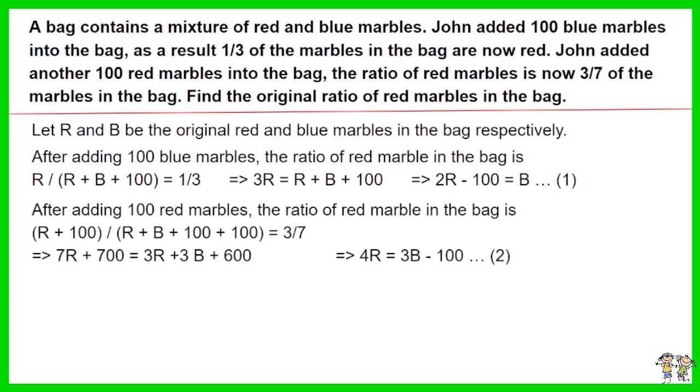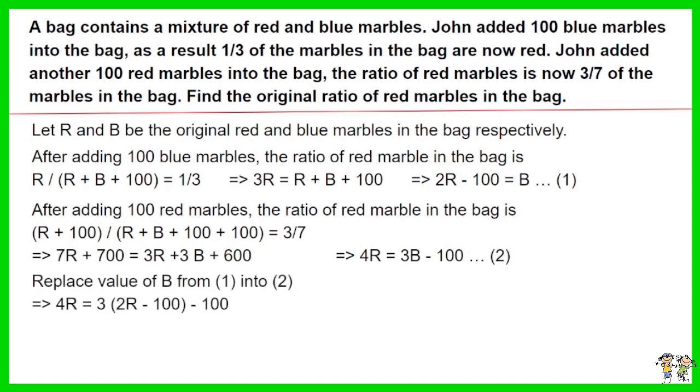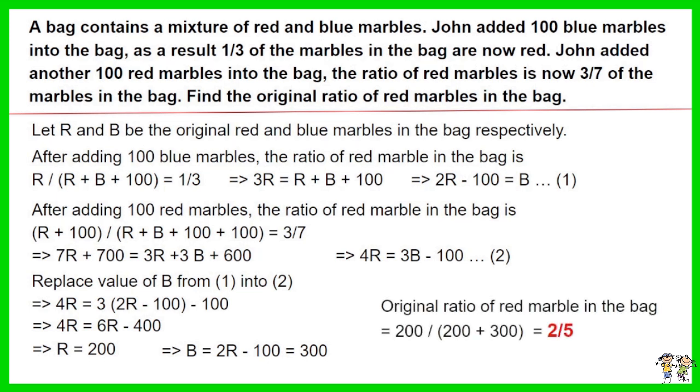After adding 100 red marbles, the ratio of red marbles in the bag is R plus 100 over the total of R plus B plus 100, which equals 3 over 7. Simplify the equation, you will have 4R equals 3B minus 100. This is equation 2. Replace the value of B from equation 1 into equation 2. Solve the equation, the result is R equals 200. Replacing the value of R into equation 1, the result is B equals 300. Thus the original ratio of red marbles in the bag equals 200 over the sum of 200 and 300. The answer is 2 over 5.